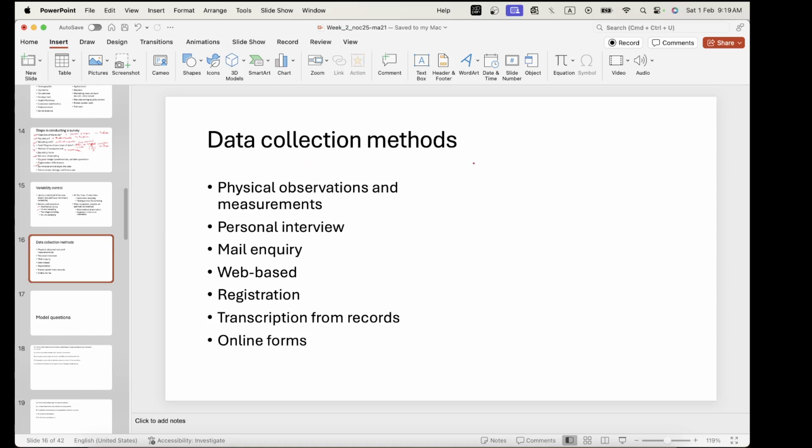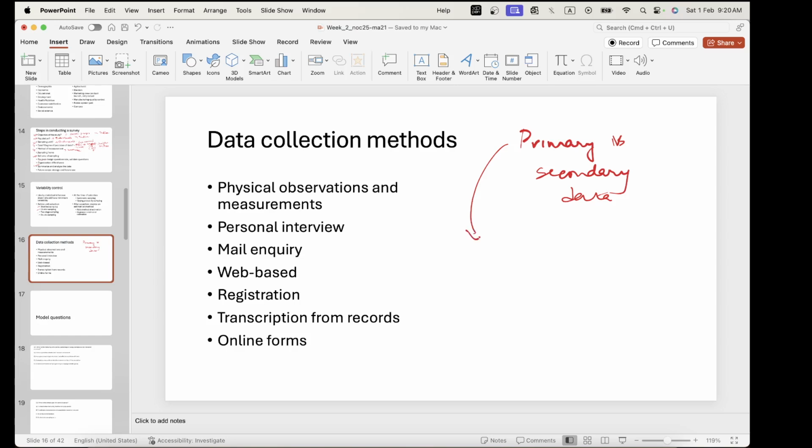And then these are some of the data collection methods. Okay, this could be observations, interviews, mail based, online web portals, web based registration, transcripts from records and forms, etc. And one more thing that I want to discuss is I'll be solving a few problems, model questions, and before that I am going to touch up briefly on primary versus secondary data.